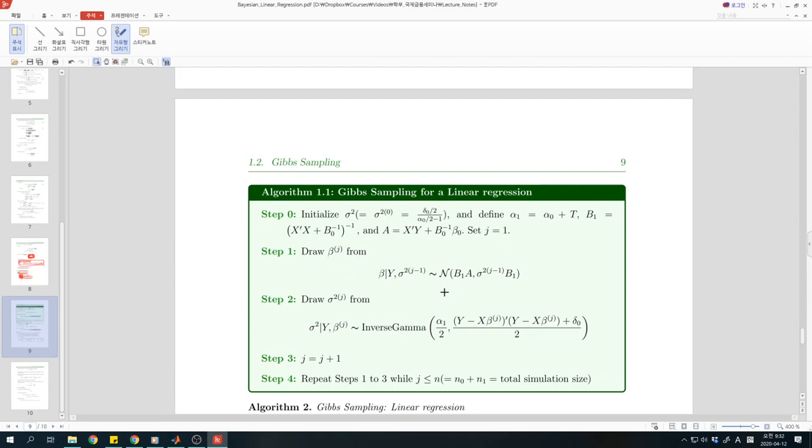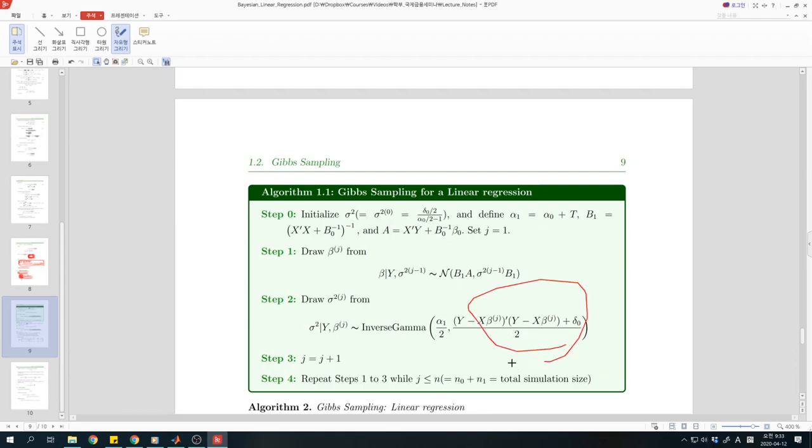Okay, given beta, let's see if we can sample sigma square from this inverse gamma. What do we need? We need alpha 1 and this one. Where is alpha 1? Alpha 1 is alpha 0 plus sample size. Do we know alpha 0? Yes, alpha 0 is also a hyperparameter, and this is sample size. Yes, alpha 1 is given.